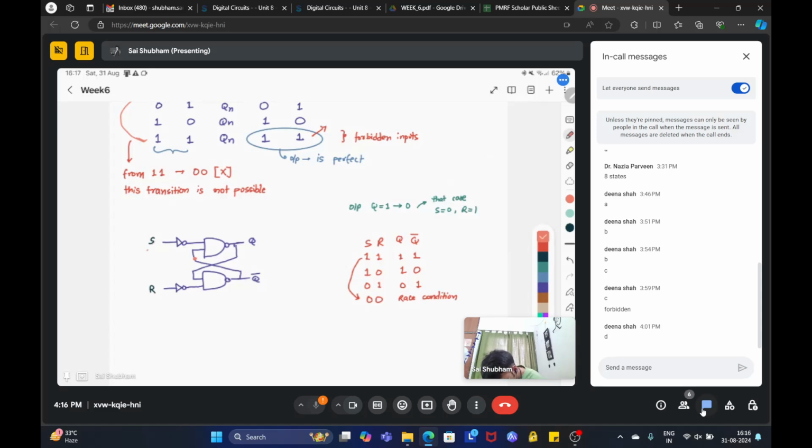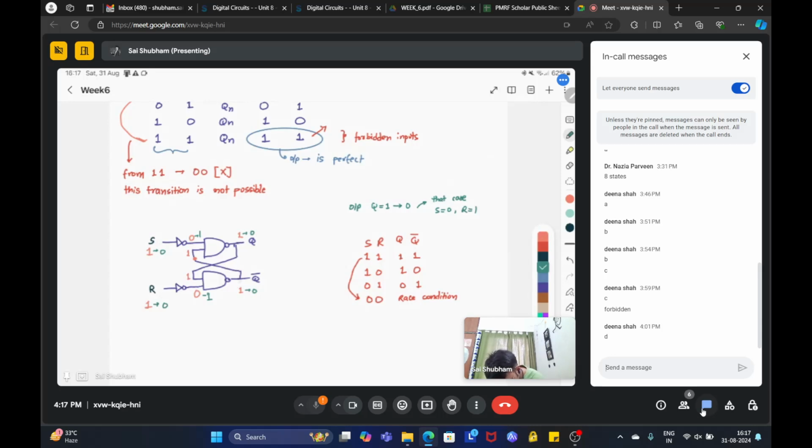So in this case, initially it was 1 1. So this is 0. This is 1. Okay, and the output was 1. Now you made it from 1 1 to 0 0. So in that case, this will be 1. This will be 1. So when both the inputs to a NAND gate are 1, what will happen? The output will be 0. So both the outputs will be 0.